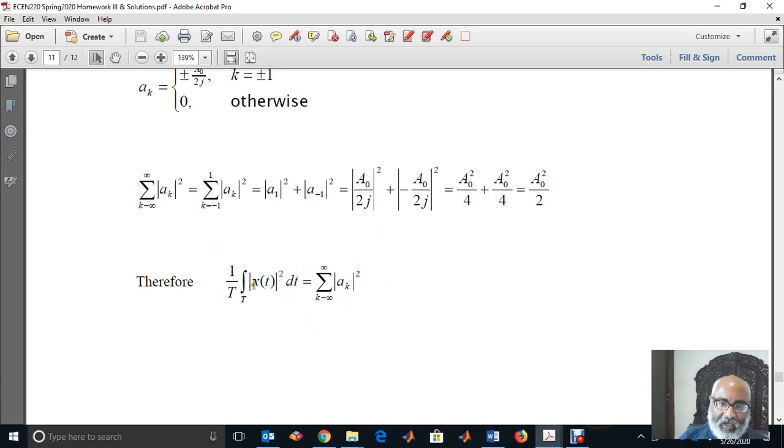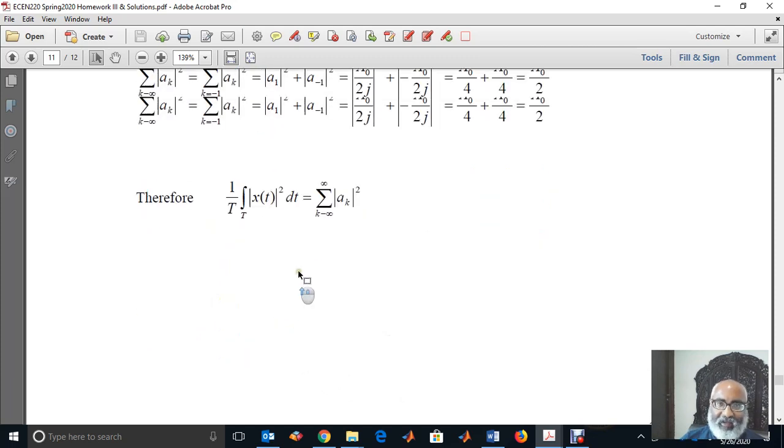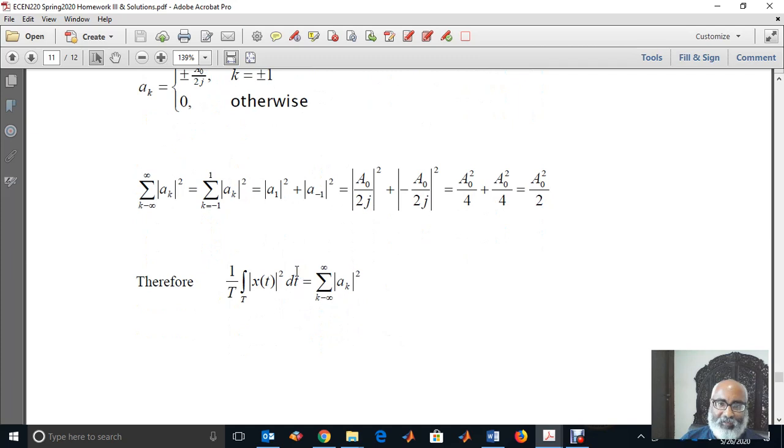The power calculated in the time domain is equal to the power calculated in the frequency domain. So this example is for a simple AC signal. You can try other types of signals, for example, rectangular pulse signals or other types of periodic signals.